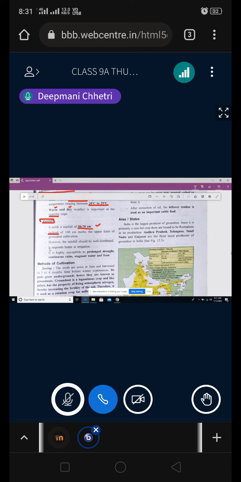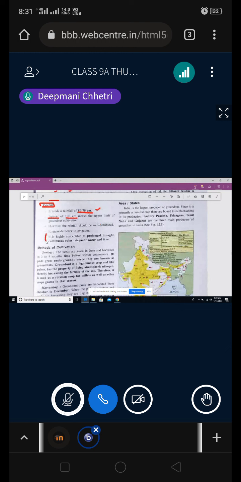Is that clear to everyone? Okay, but more than 100 centimeters is harmful for the crop. So this is also done, and I believe I made you all underline this one.